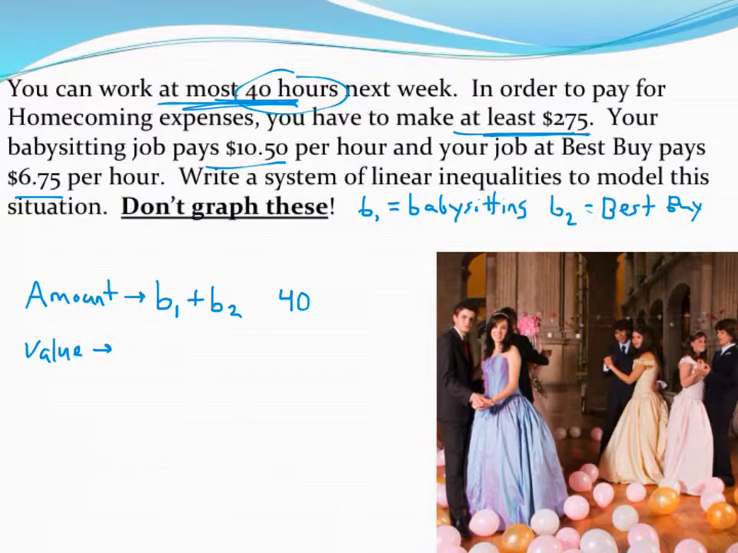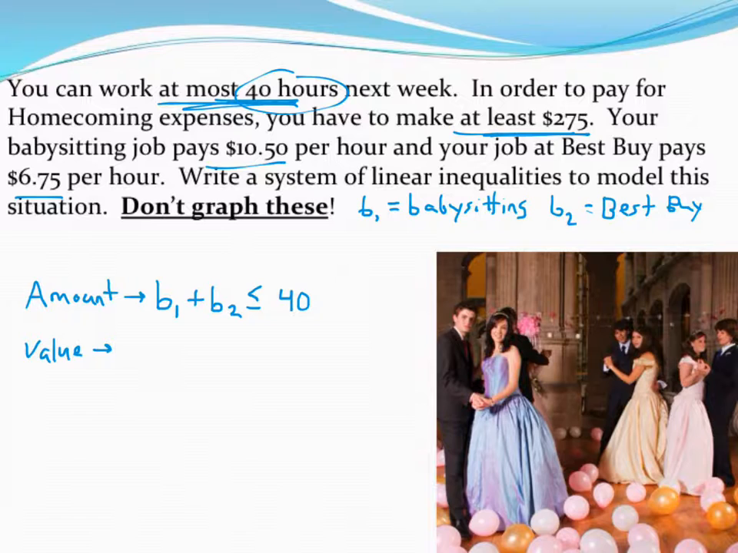Now, to express at most 40 hours, I want to make sure that this amount I work is underneath 40. So I want to make sure B1 plus B2 is less than 40. And because it said at most, I suppose I could max out at 40, so I could be equal to. So I'm going to say B1 plus B2 has to be less than or equal to 40.